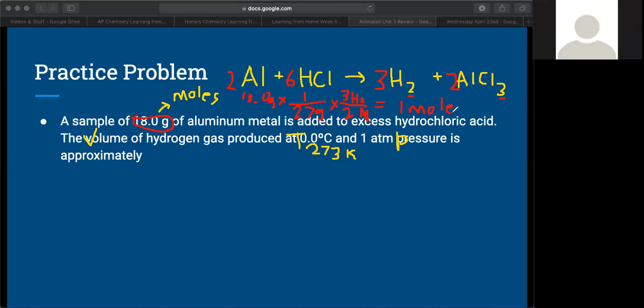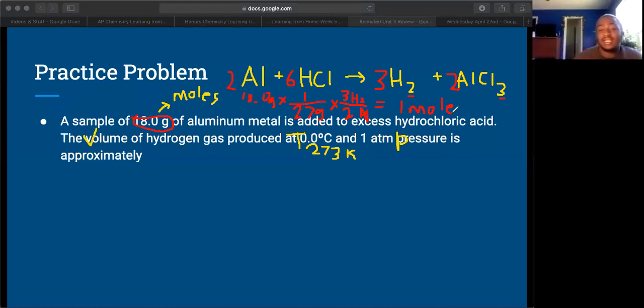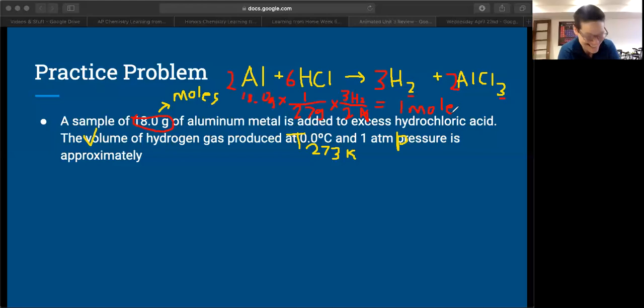How do we end that? Why do we convert it to hydrogen? So the reason we had to convert it to hydrogen is the gas here. We're only looking to work with a gas. Aluminum is a metal, hydrochloric acid is a solution, and the aluminum chloride is going to be in a solution.